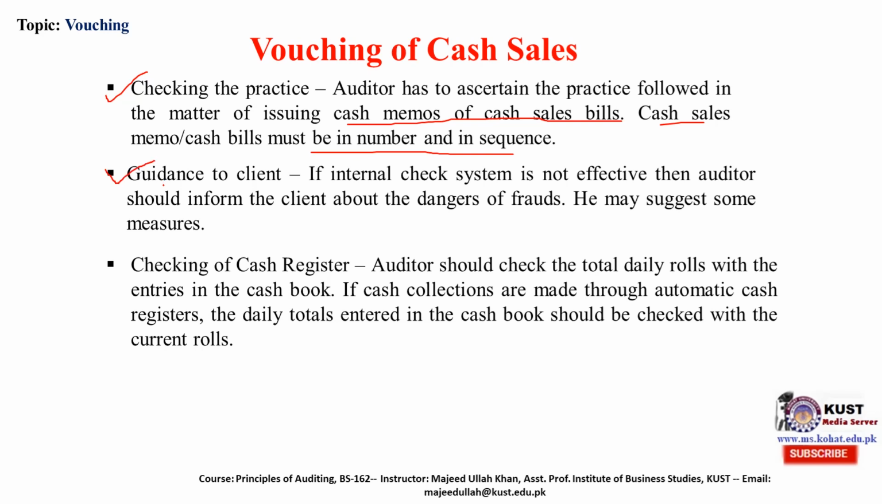Guidance to the client. Client means the company to whom the auditor is giving the services of auditing. If the internal check system is not effective, then the auditor should inform the client about the danger of fraud. He may suggest some measures. Checking of cash register. Auditor should check the total daily rolls with the entries in the cash book. If cash collections are made through an automatic cash register, daily totals entered in the cash book should be checked with the cash register rolls.